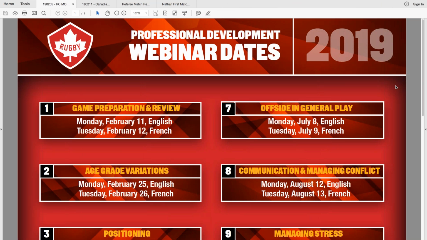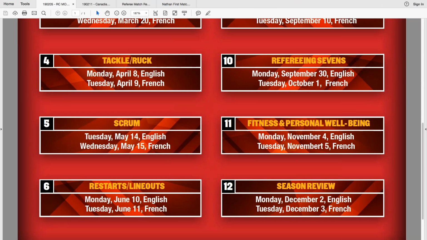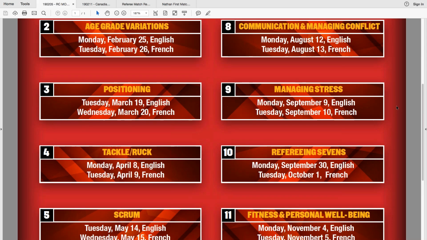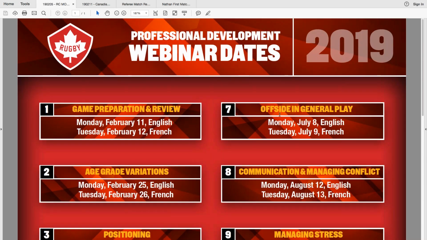Okay. So I just wanted to outline that this document is also available on the website, and I'll show us that. But these are the 12 topics that we'll cover over the course of the rest of the year. And just a reminder of some of the dates. An updated version of this, when it gets onto the website, will also include the registration links on here. But we are just waiting for that to be complete. So just a reminder of some of the dates. Our next one, and I'll come back to this at the end, but it'll be February 25th and 26th on our age grade variation, so refereeing under 19s and below.